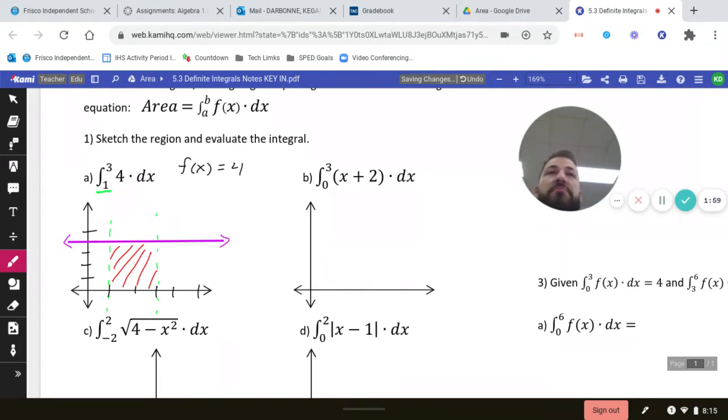So you might notice it forms a rectangle. So that's a pretty easy area to find. So if I wanted to find that area under the curve, it would just be 2 times 4. So this integral would be equal to 4 times 2, which would be equal to 8.